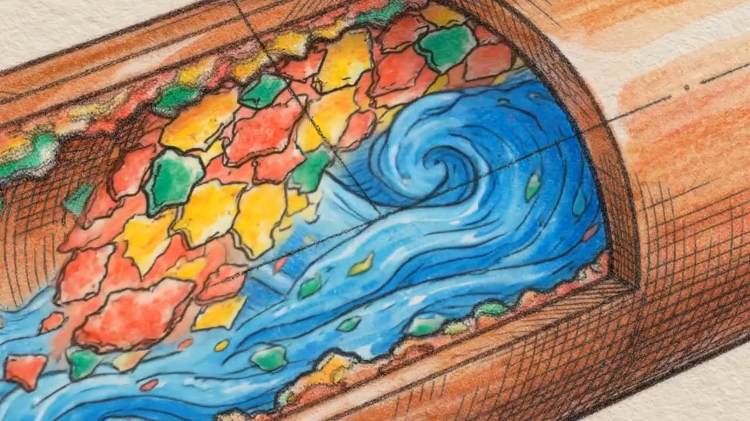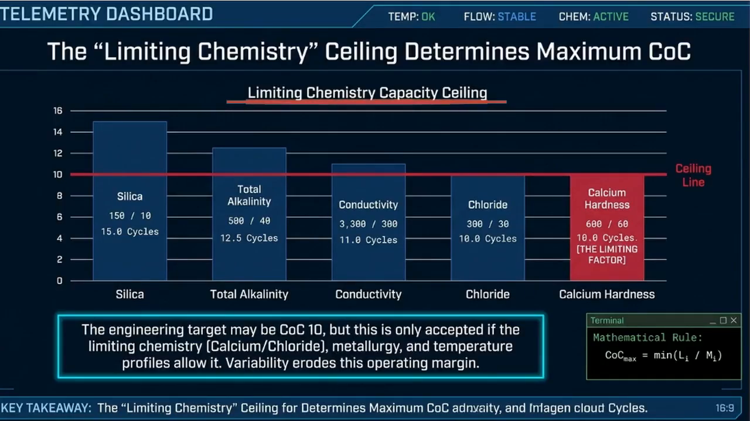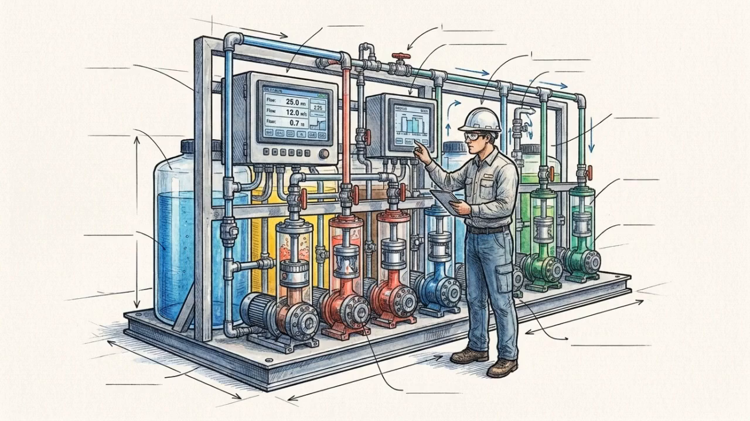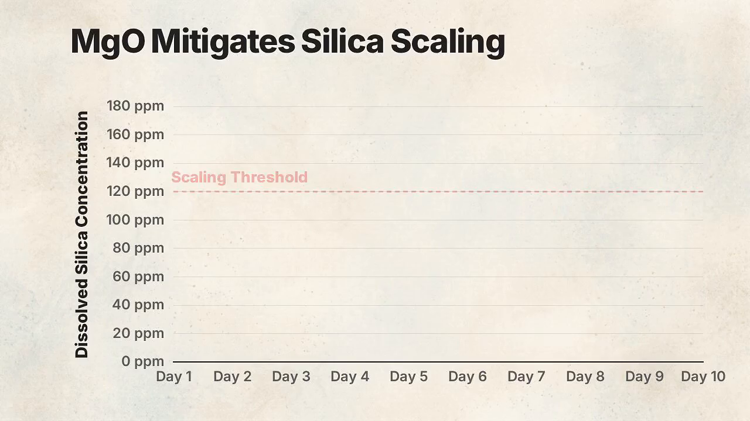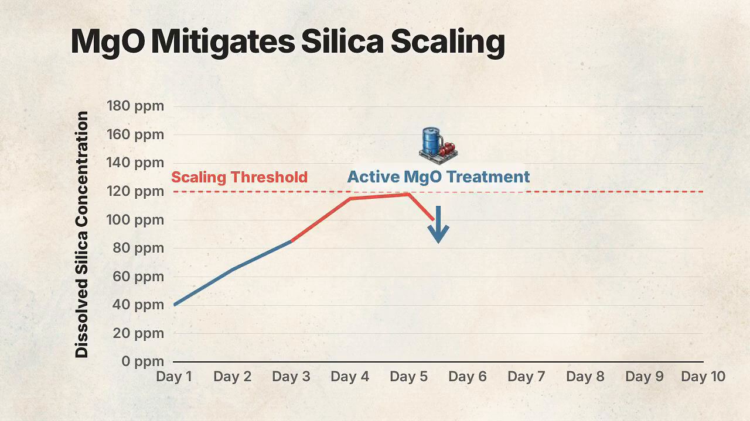This chart defines the limiting chemistry capacity ceiling. System efficiency is bounded by the least tolerant mineral in the source water. Here, calcium hardness is the limiting factor, restricting the entire system to a ceiling of 10 cycles of concentration, despite others having higher tolerances. If a facility attempts to push past these specific limits, active mitigation is required. Engineers must deploy skids using sacrificial magnesium oxide to artificially force down dissolved silica spikes before they scale the pipes.